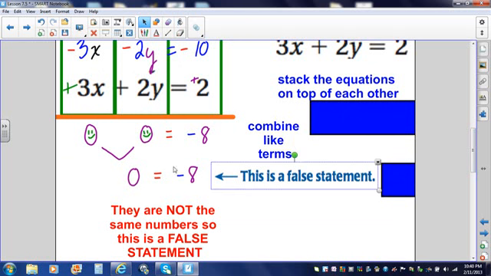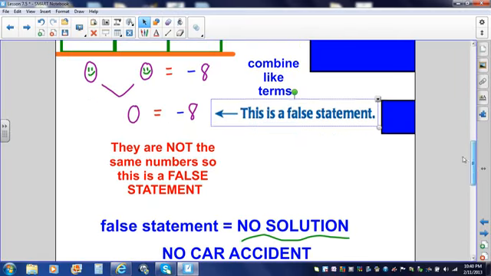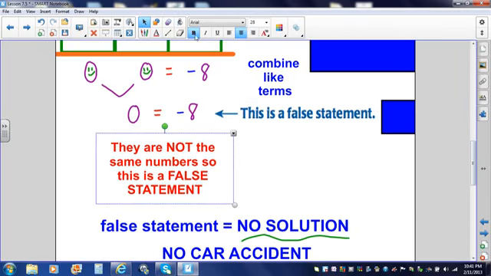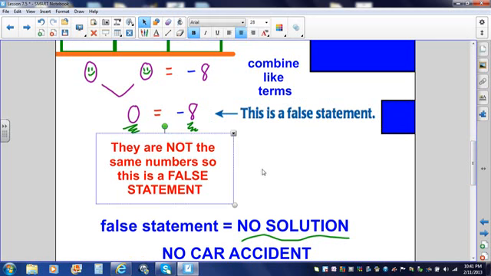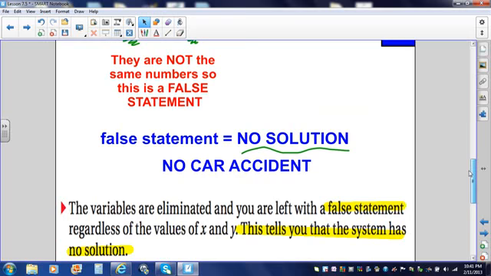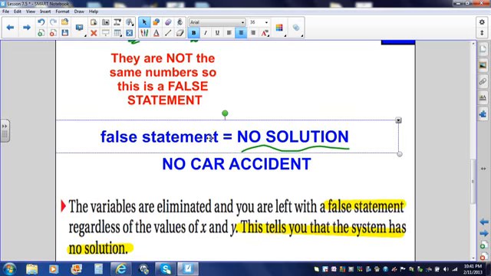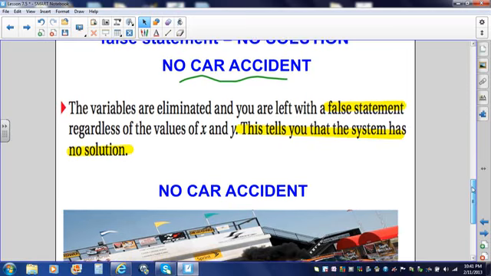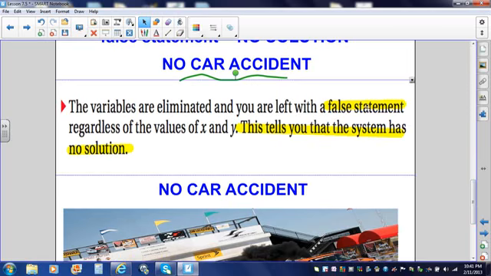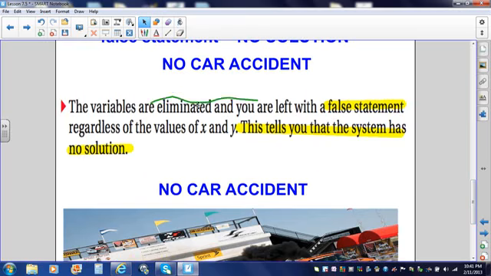So we say this is a false statement. They are not the same numbers. So please write down on your paper, a false statement equals no solution. Or a false statement is like no car accident. So anytime you have a false statement, there is no car accident, there is no solution.